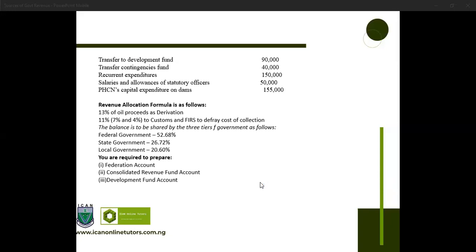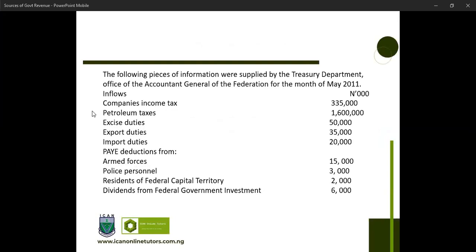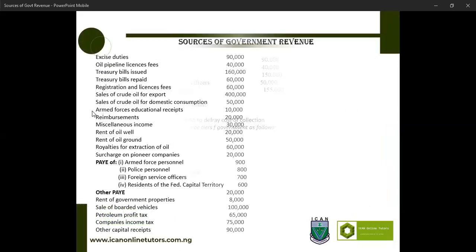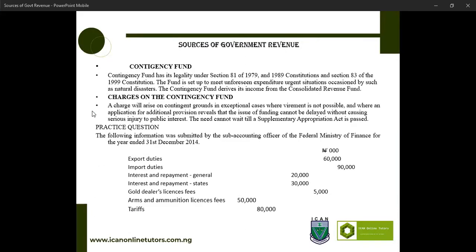So now let us identify all the provided information before utilizing them in our solution booklet. The following information was submitted by the sub-accounting officer of the Federal Ministry of Finance for the year ended 31st December 2014. Please tell us the categories of revenue and where to identify them. Tell us if it is Federation account, Consolidated Revenue Fund account, or Development Fund account. Is it an inflow or outflow? Are we together?